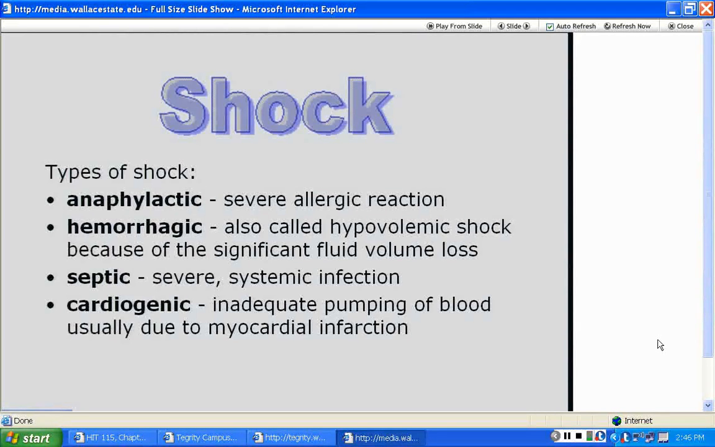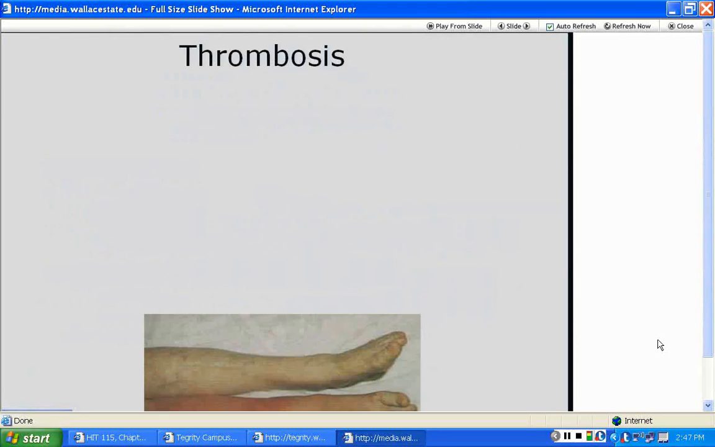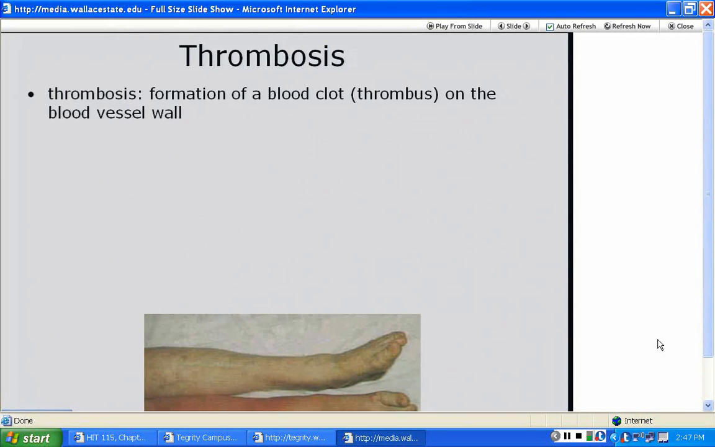There's a really good picture in your book showing normal circulation, hypovolemic shock, cardiogenic shock, and vascular shock. Okay, I'm going to skip over a couple conditions and talk about conditions of the veins. This is under vascular conditions, and truly thrombosis is not described in your book, but I thought it should be, so I've added it. Thrombosis: formation of a blood clot on a blood vessel wall.